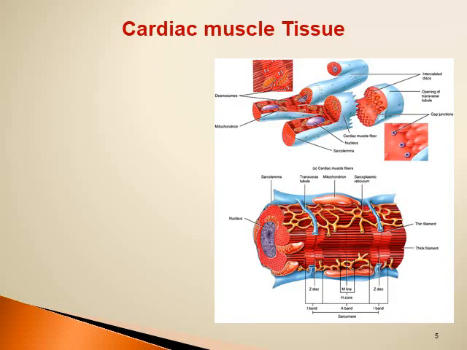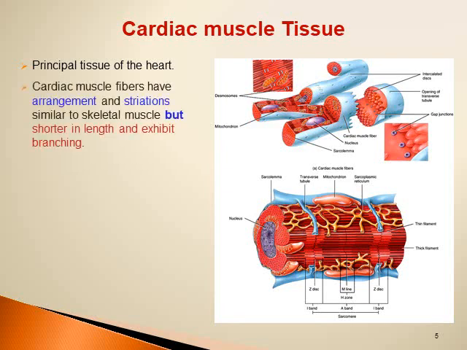The myocardium is composed of cardiomyocytes or cardiac muscle cells. The cardiac muscle tissue is the principal tissue of the heart. As we saw in the previous slide, it is the thickest layer of the heart wall.